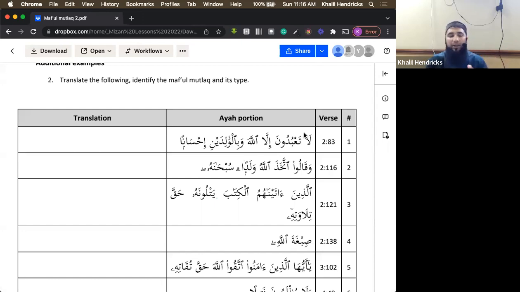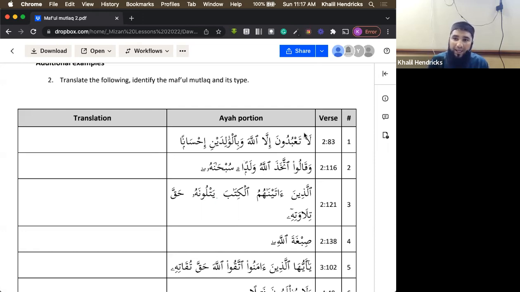That's the basic one. We had Maf'ul Mutlaq, and we said it comes for 3 reasons: either emphasis, clarifying number, or clarifying type. When it's for emphasis, the masdar comes on its own. When it's clarifying number, it comes with a number, like darban wahidan, or darban thalathan, or darbatain. Or it comes with a sifa to clarify type. That's the basic 3 way.